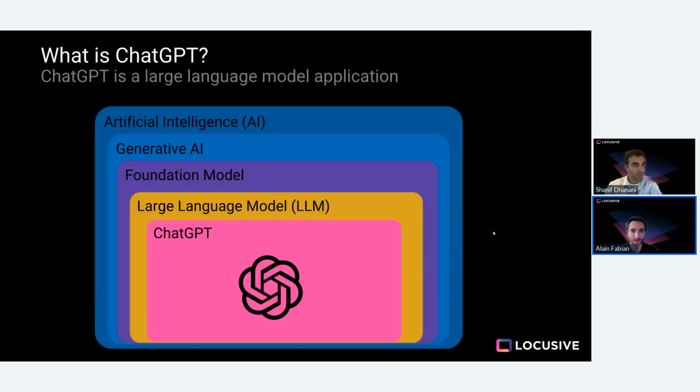But what exactly is it? Well, ChatGPT is a large language model application. It's very good at generating language. It's part of the AI family of applications.